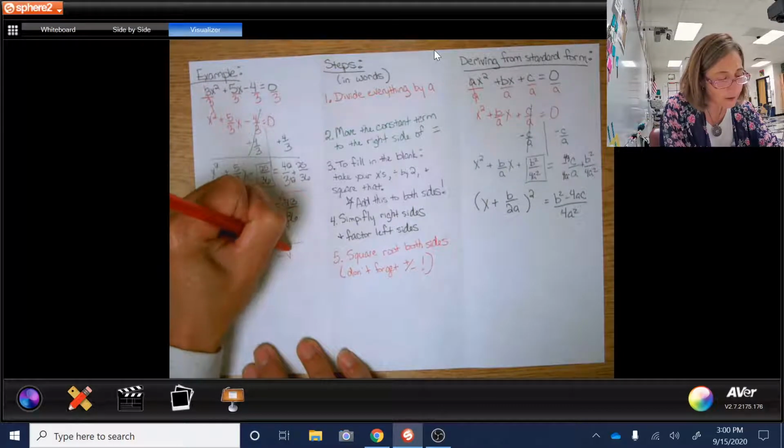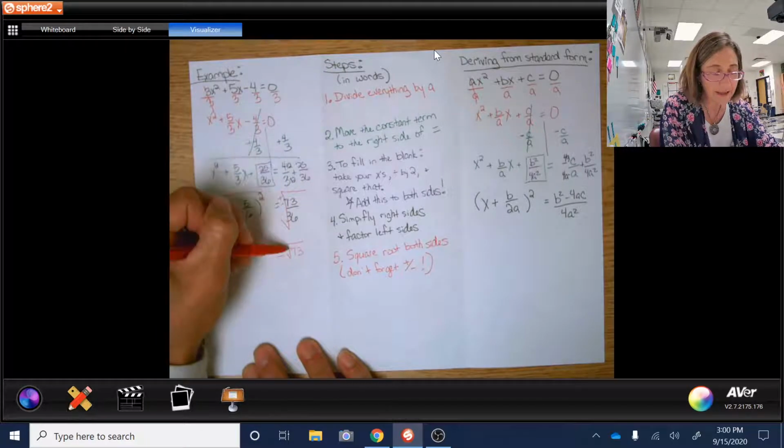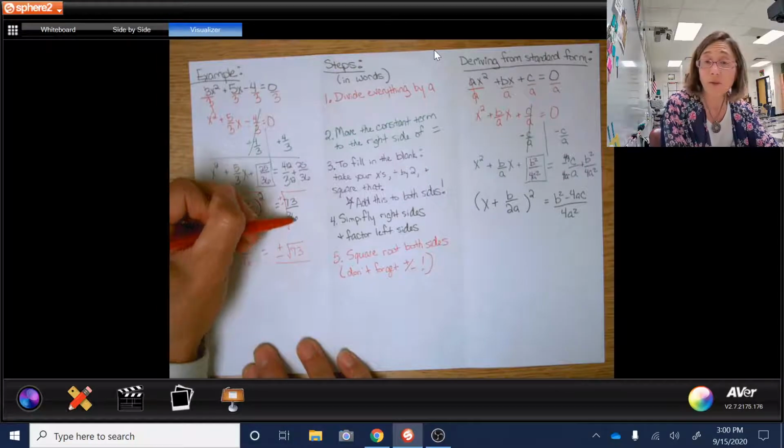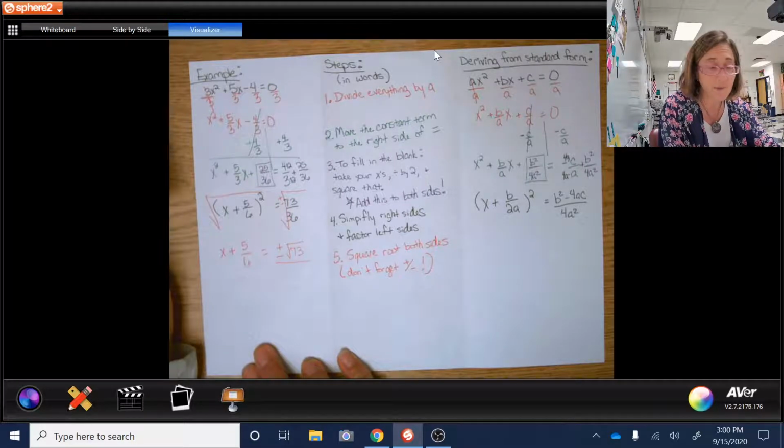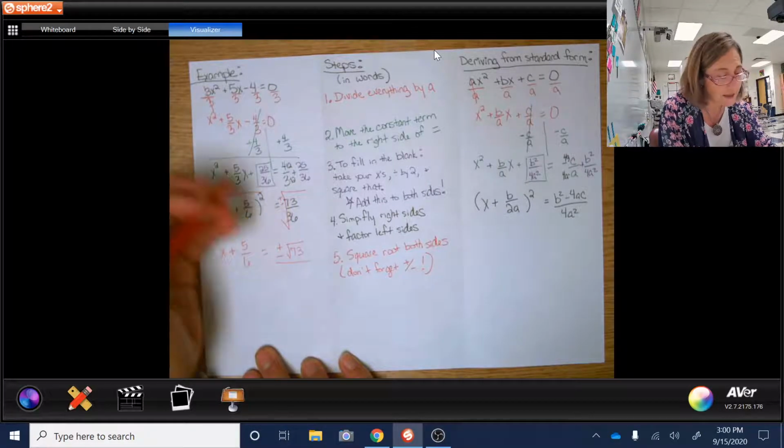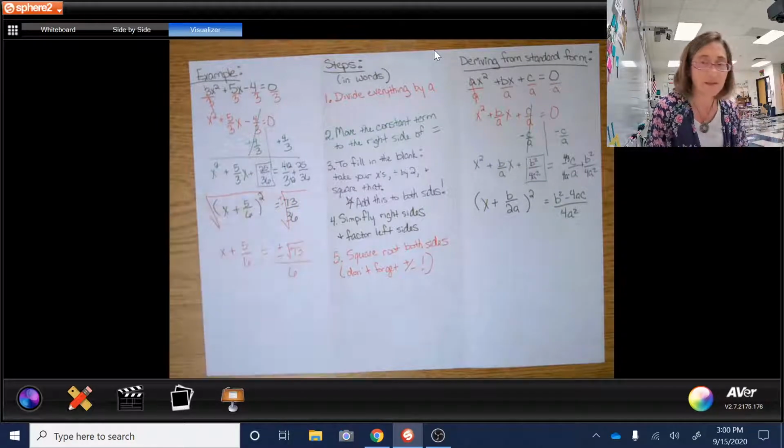The 73 doesn't square root real nice, so I'm going to leave it inside the radical. But I can square root 36. That denominator is going to come out real nice. So the square root of 36 is just a plain 6. So that's looking a little bit better over there.